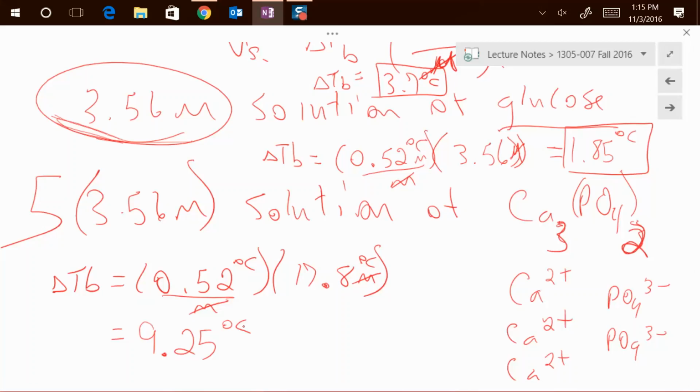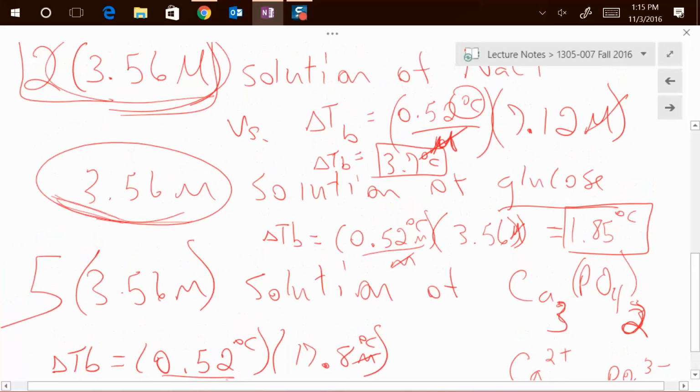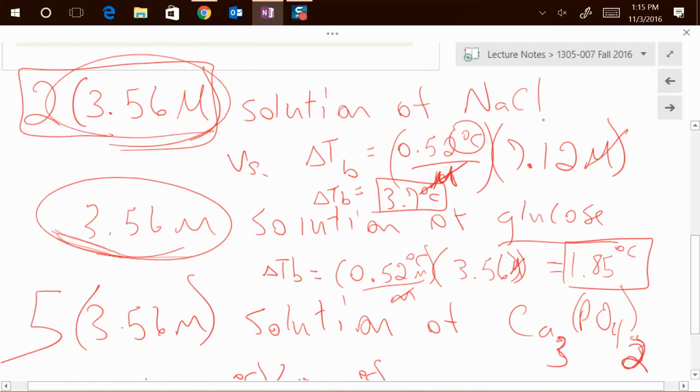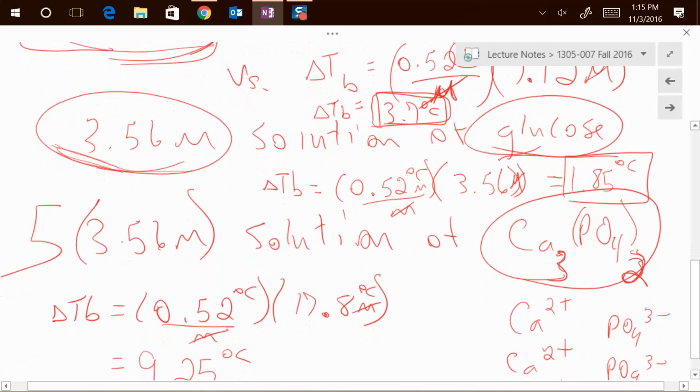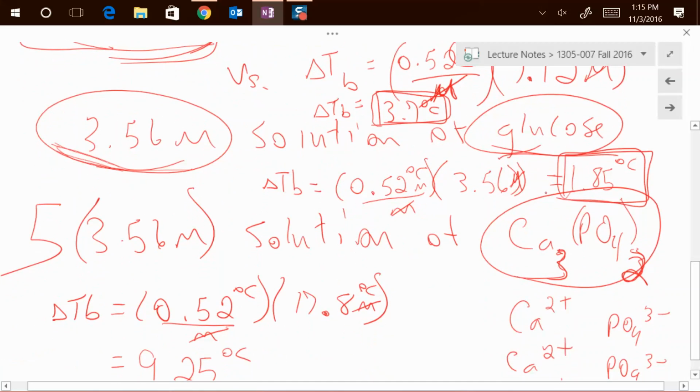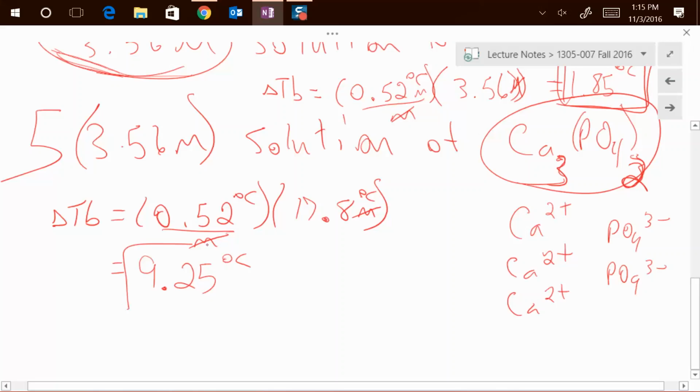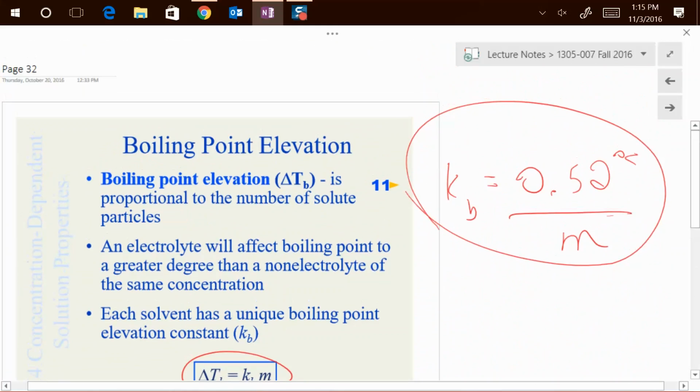So what's the new boiling temperature? 109.25 degrees Celsius. So you can see that depending on what thing I dissolve at the same concentration is going to change my boiling temperature quite differently. This one's going to change it by 3.7 degrees Celsius. This one only by 1.85. And this one by 9.25 degrees Celsius. But they're all the same molarity to start out with.